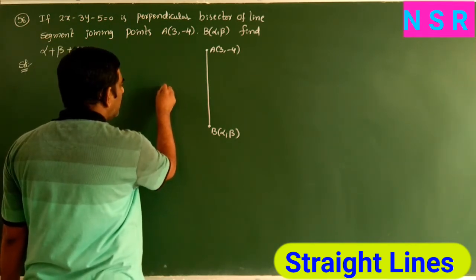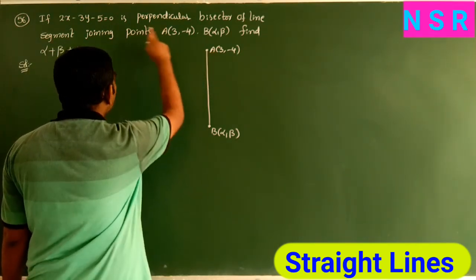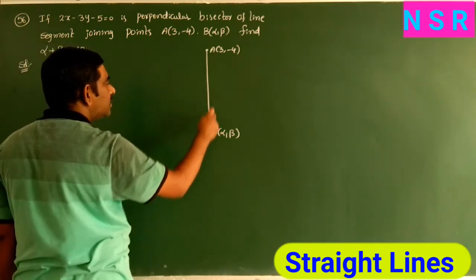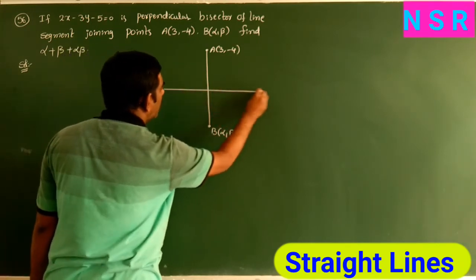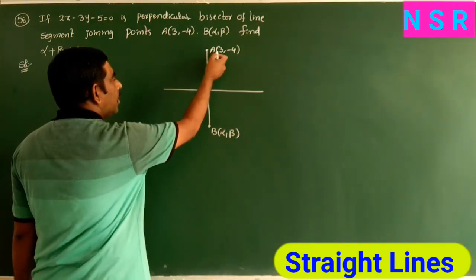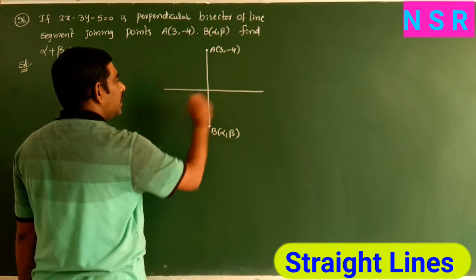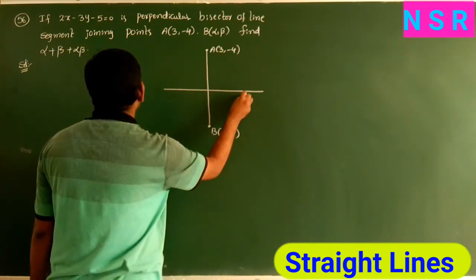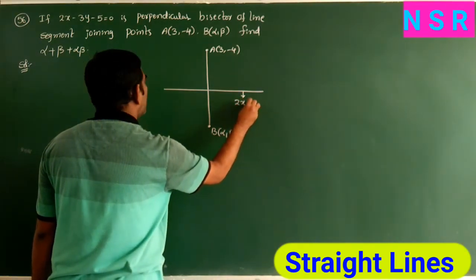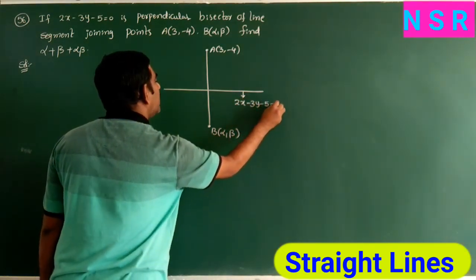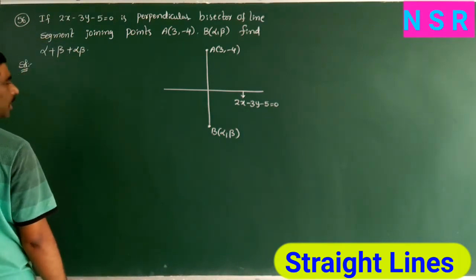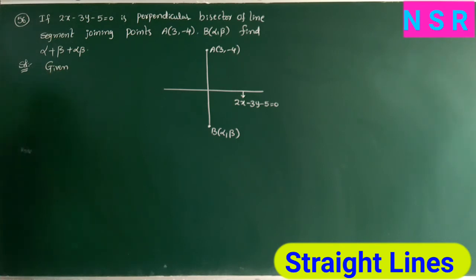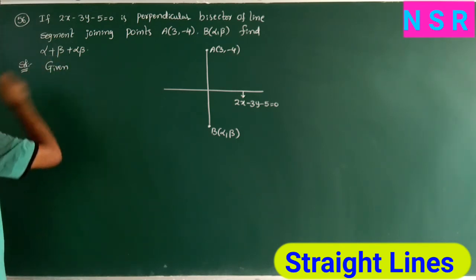Perpendicular and bisect means this line 2x minus 3y minus 5 equal to 0 divides this line into two equal parts. It means the distance from the point to the line and from this point to the line is equal. Now B becomes the image of A. So here also apply the image formula. Given the line, first find the image alpha comma beta. After getting alpha comma beta, find this value.